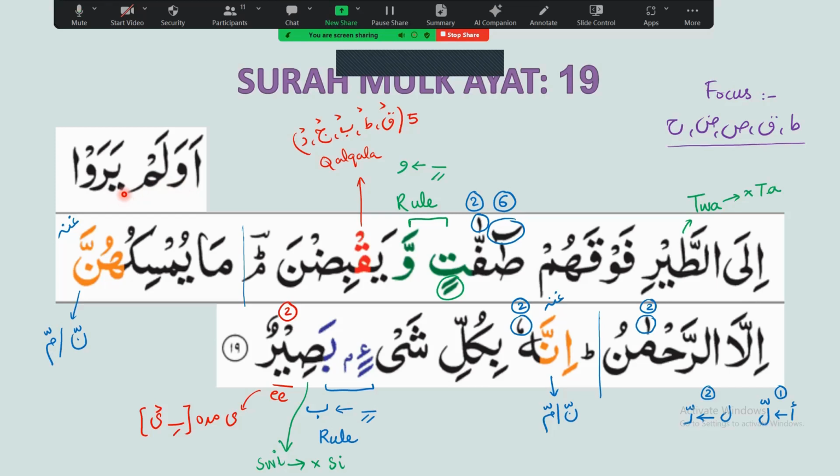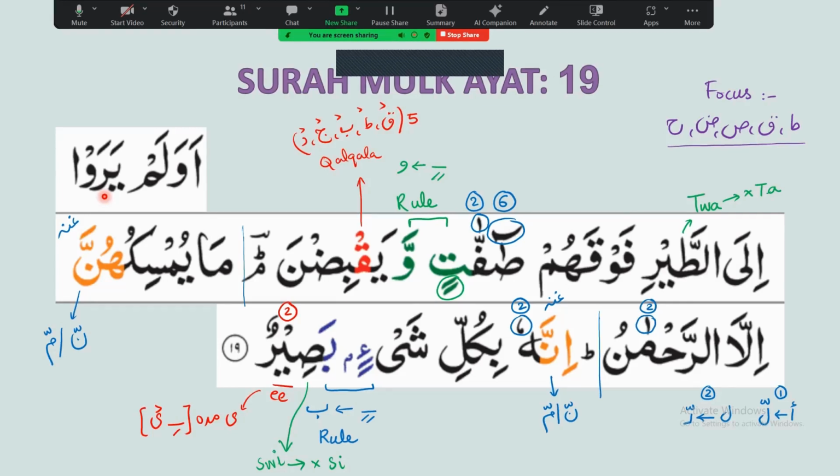Yarau. Rau. This ra letter is going to be heavy here. Why? Because it has a fatha on it. So we say ra, ra. I'm not saying the light ra, rather my mouth is full. And how is that full? I raise the back part of my tongue to do that and say yarau. Awalam yarau ila tayri.